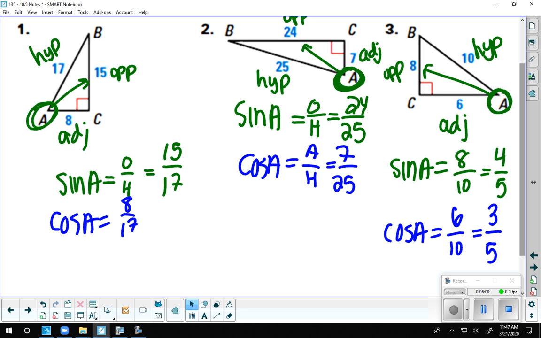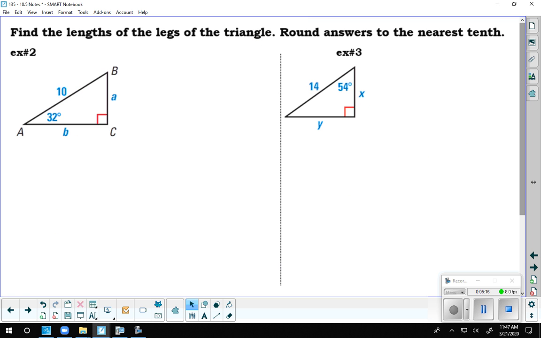So why are the tangent, sine, and cosine separated in the lessons? There's really no good reason. Our book just does it that way, and that's why.